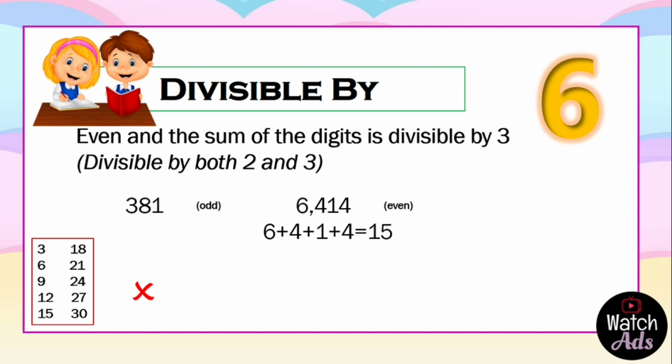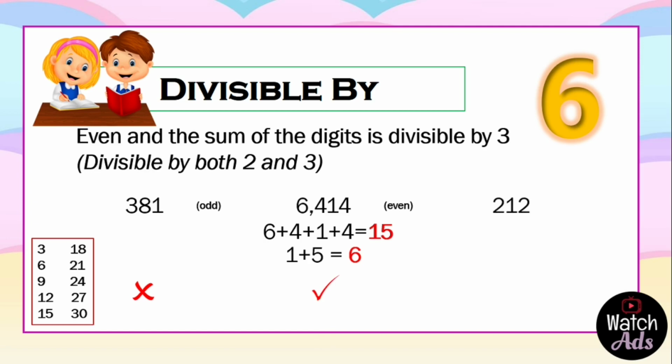And we know that 15 is divisible by 3. But we can still go on. 1 plus 5 is equal to 6. 6 is divisible by 3, which means that 6,414 passed those two tests, and it is divisible by 6.